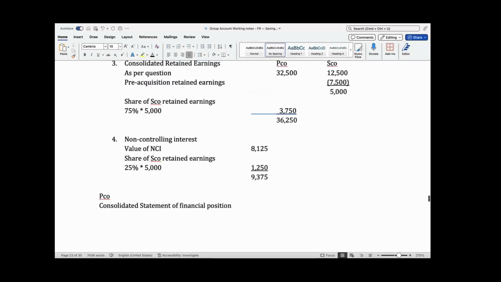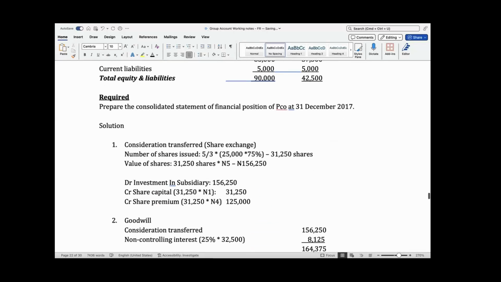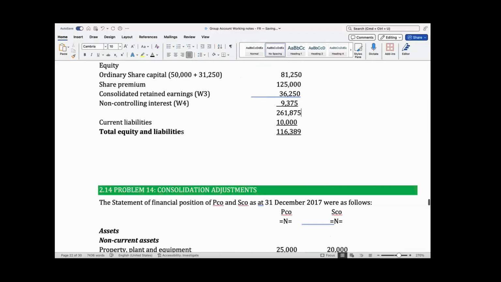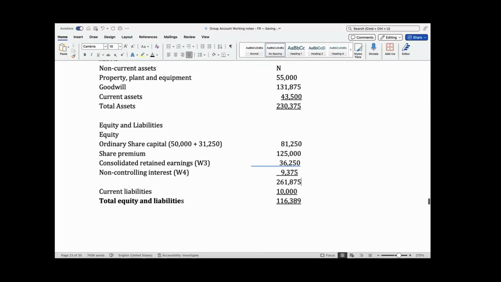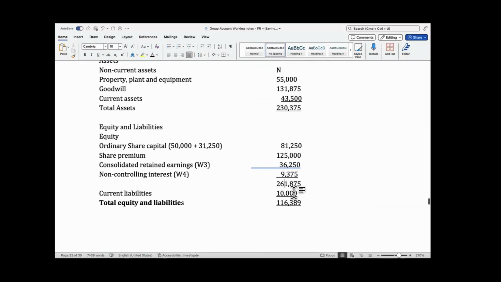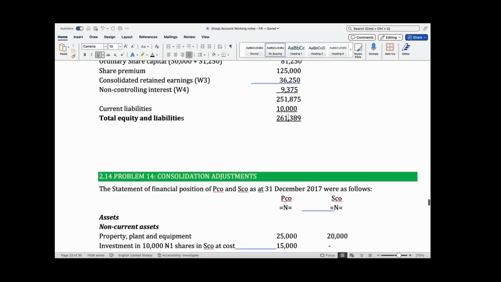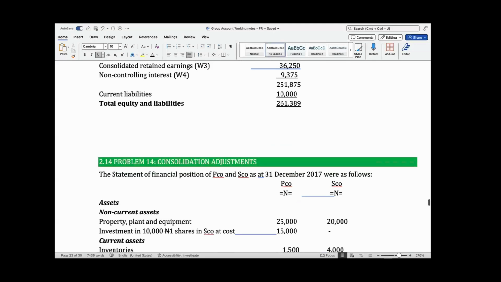261,875. And what's my current liabilities? I think it's 251,250. Sorry, it's 251. I added the 10,000 already. So this will give me how much? 251,875.